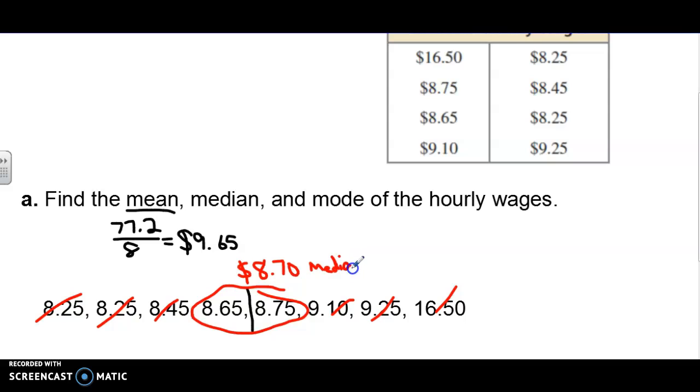The mode is the number that is happening the most frequently. So if we look at all of these, 8.25 is happening twice, where everything else is happening once. So the mode of this data is $8.25.